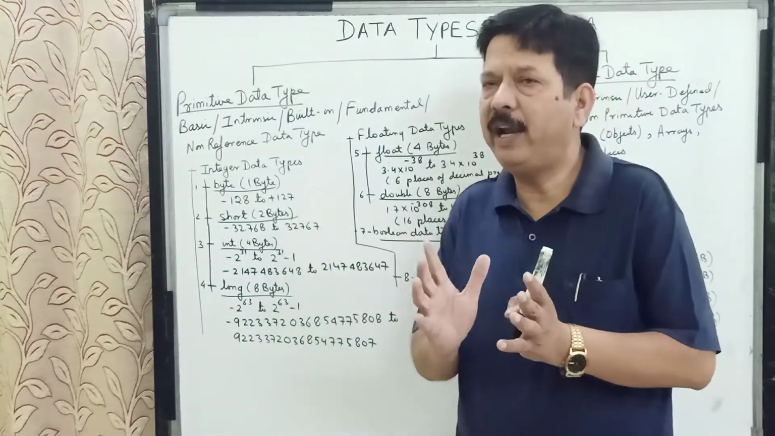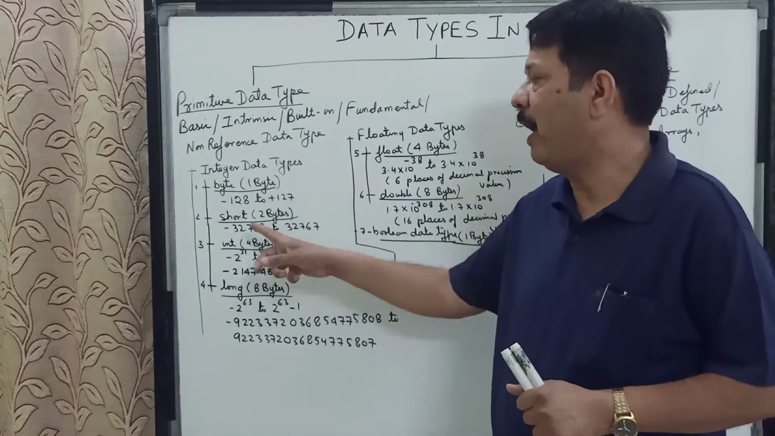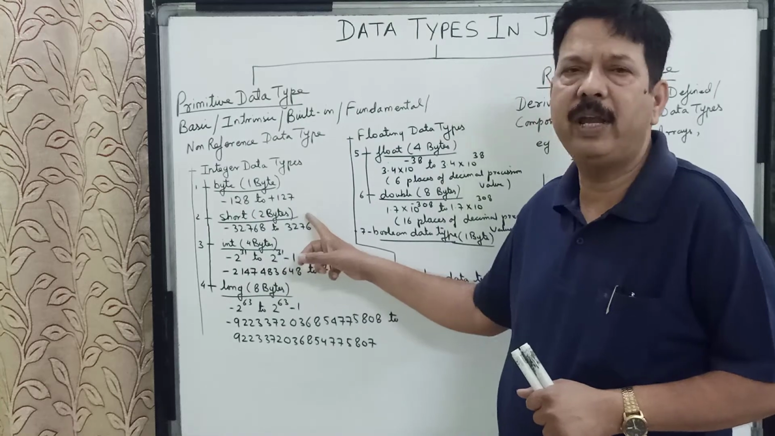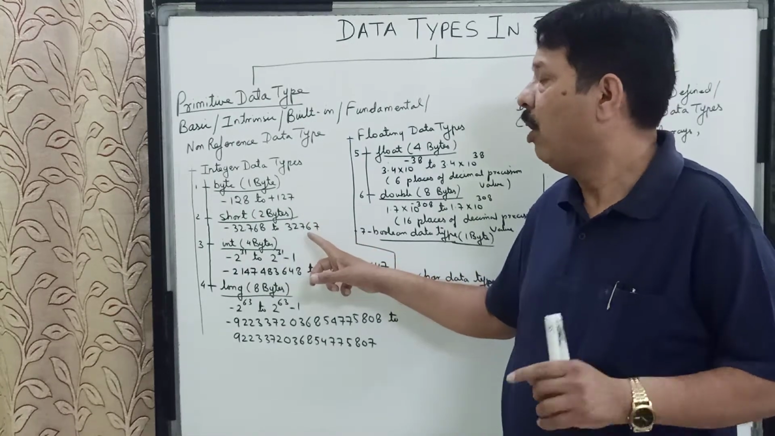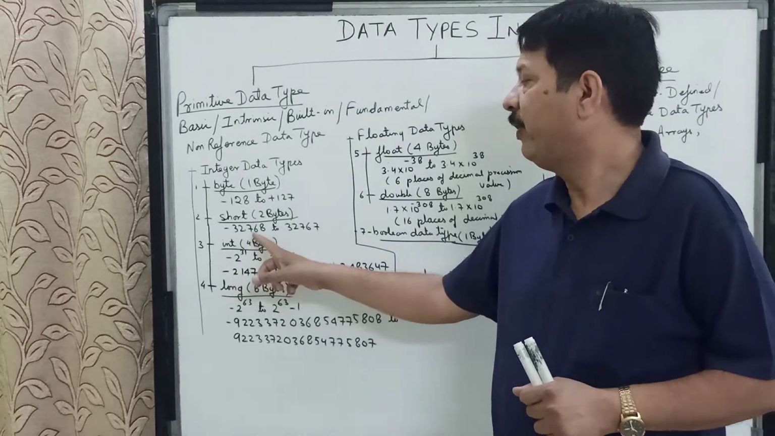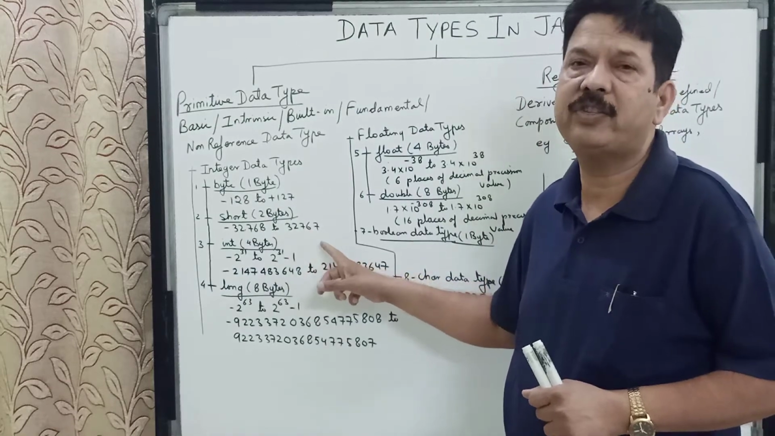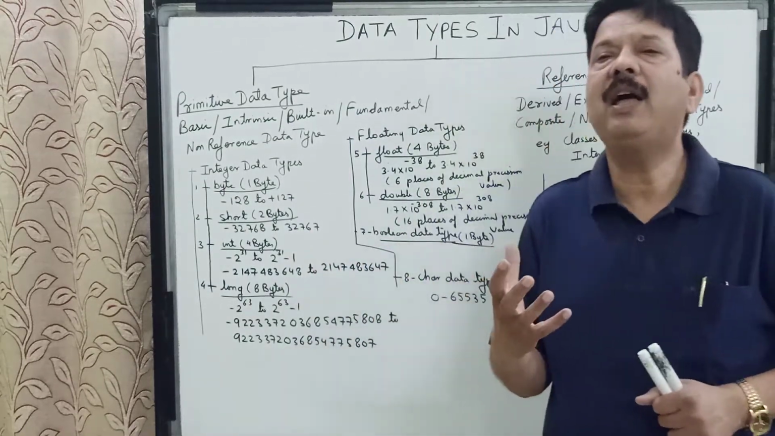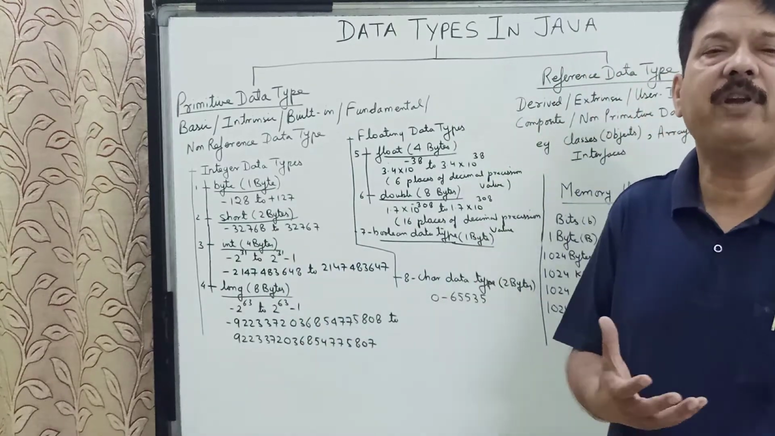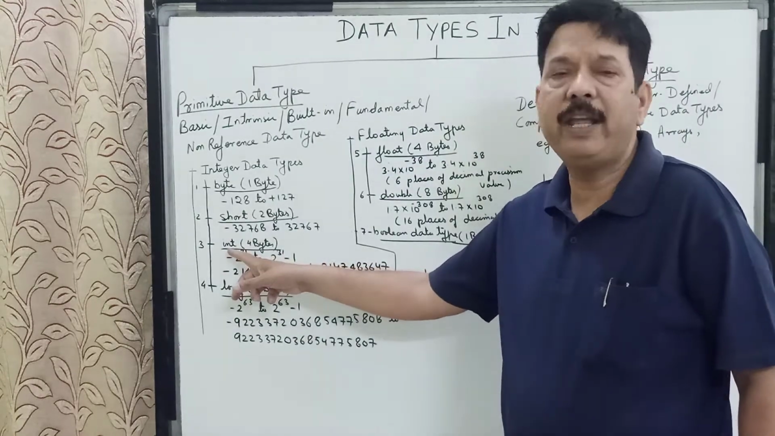Then children, if your data is a little bigger, then you can assign your data as data type short. Short stores 2 bytes of memory, and it can hold an integer number from -32,768 to 32,767. So if you want to hold a value in this range, you can reserve your data of type short.